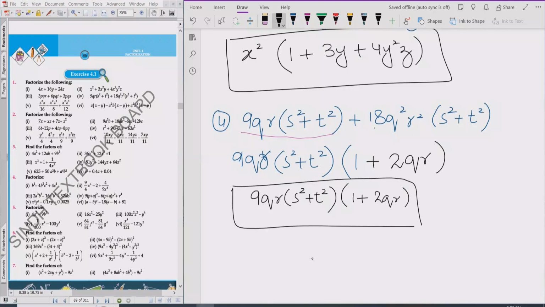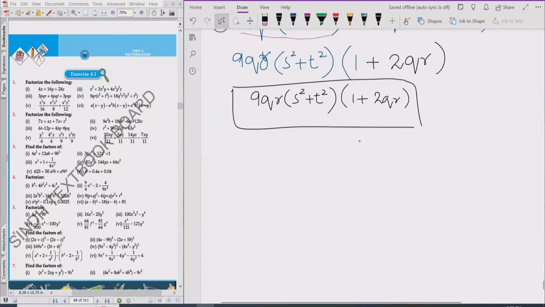And now we can solve question number 5, which is very complex here. So question number 5 is z squared x upon 16 minus x squared z squared upon 8 plus x squared z cubed upon 12.